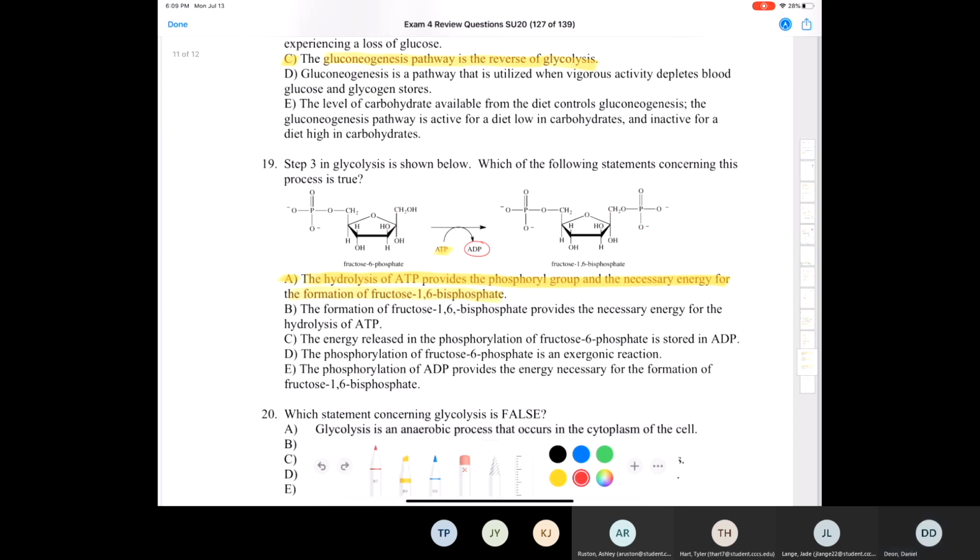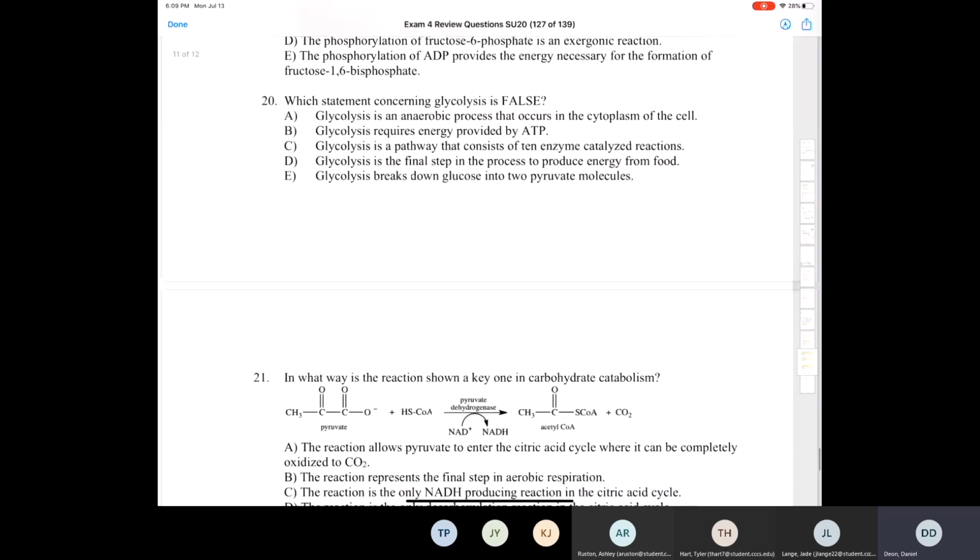Perfect. Let's look at the last two, and then we'll call it quits. And then we'll meet up at 8 p.m. at Rampart Range.